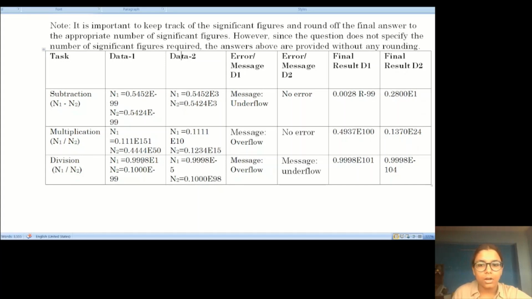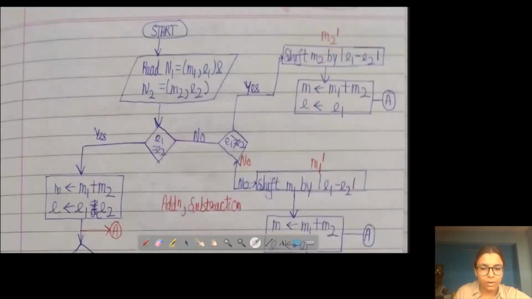And so I reached a final result with some errors that I could find. And we were told to make the flowchart, and so I would just show you that. Okay, so firstly we have to start and read the values of n1 and n2, where we would see if e1 is equal to e2 or not.